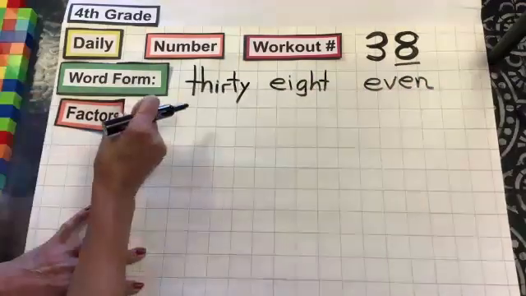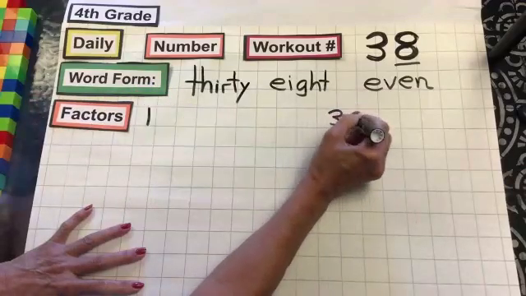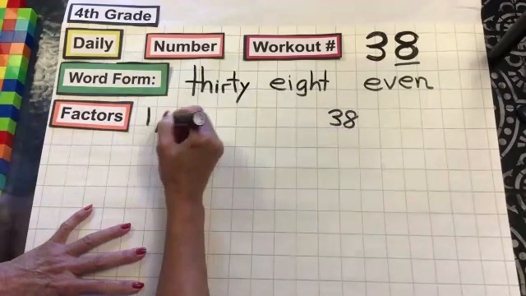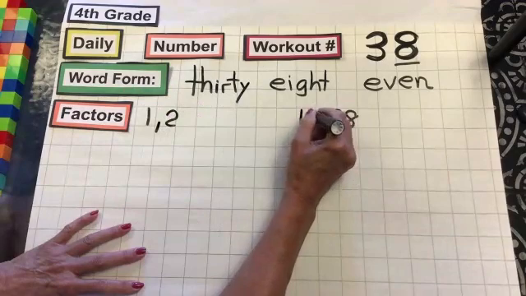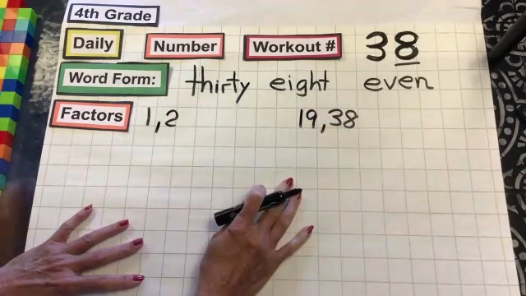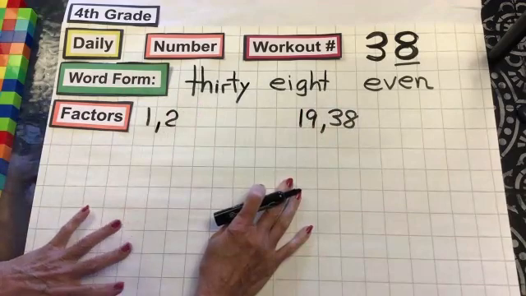And let's go for our factors. So our factors would of course be 1 and 38. 1 times 38 is 38. Because it's even, 2 goes in, and that would be 19 times. 3 does not go in because 3 goes into 33, 36, 39.